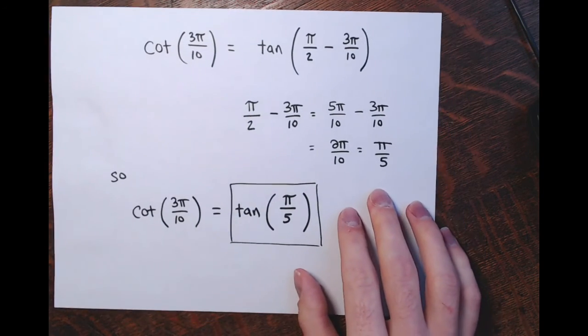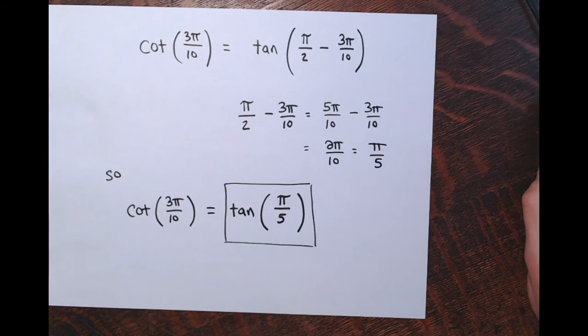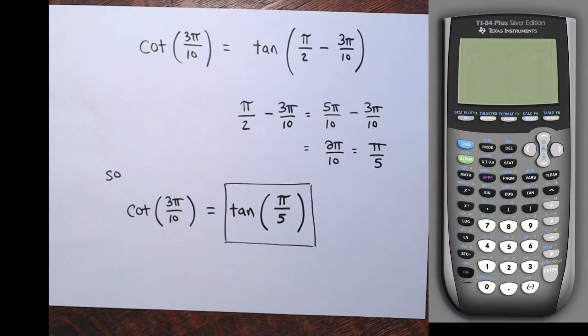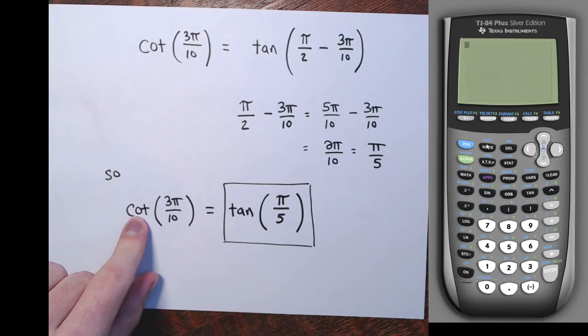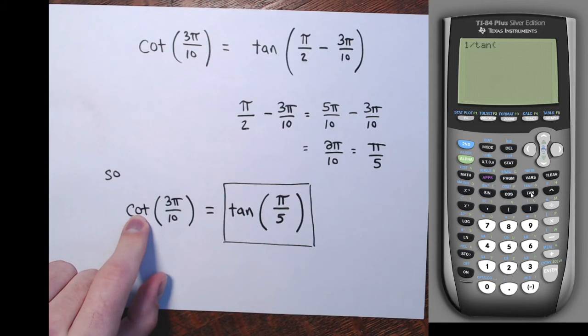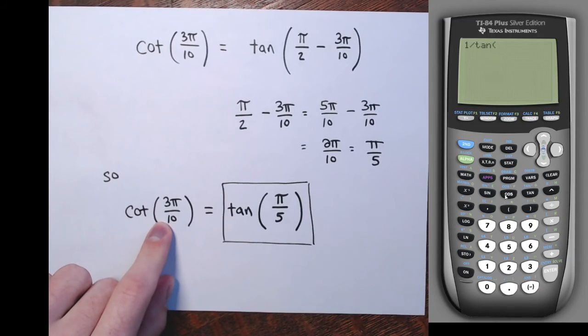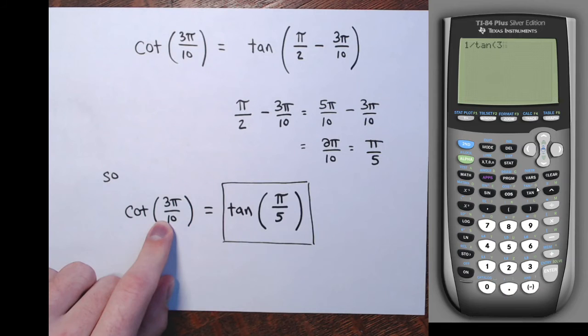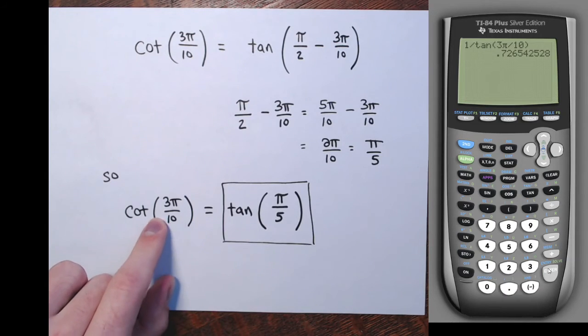And let's verify this. I'm going to pull up a calculator, and make sure that I'm in radian mode this time. Yeah, radian mode. Now if I want to do cotangent, remember you have to do 1 divided by tangent. There is no cotangent button. So I'm doing 1 divided by tangent of 3 pi over 10, close the parentheses, and we're getting some value of 0.72654, and so on. So that's the cotangent of 3 pi over 10.